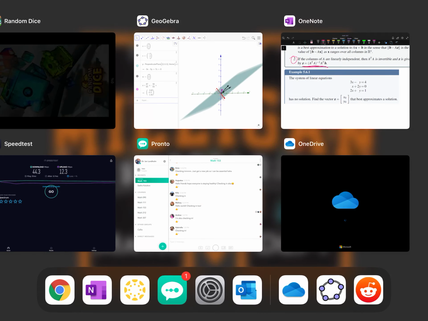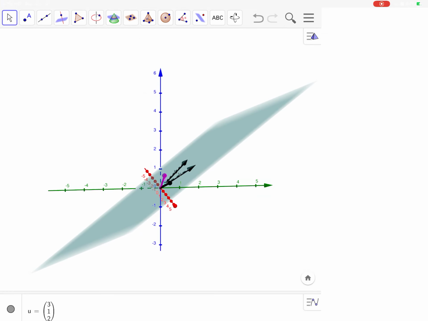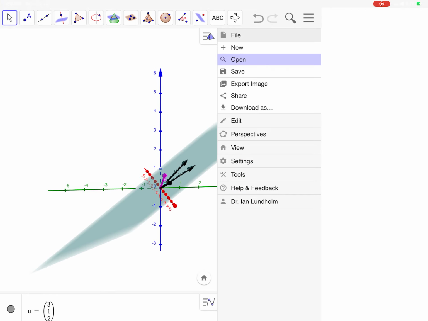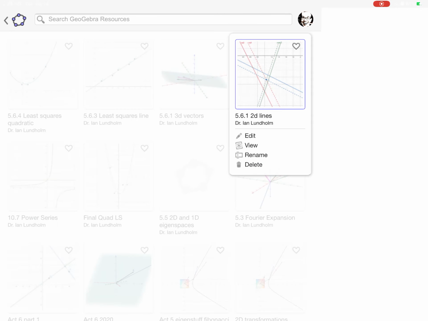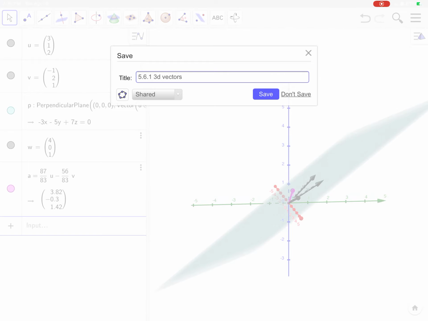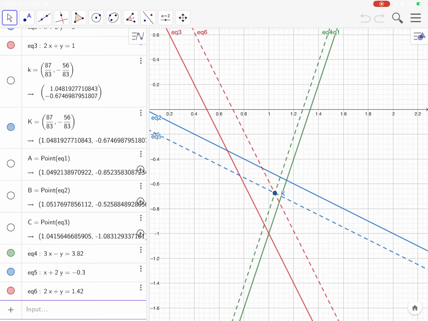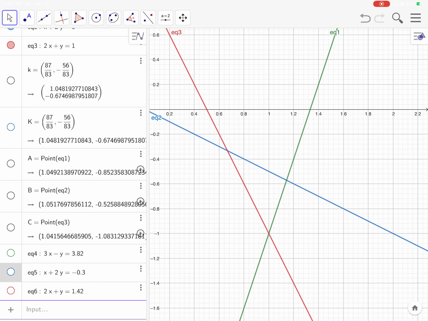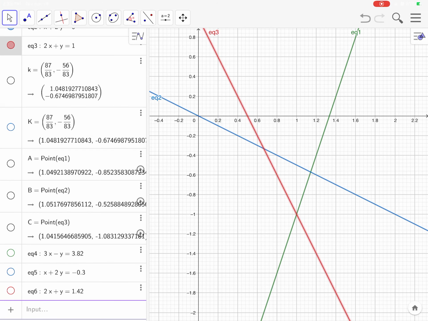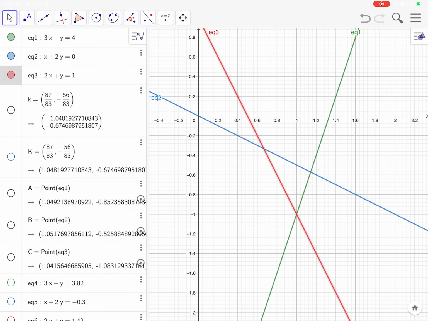So I think I have a picture of this. Let me see if I can open it. Here's the 2D line version. These are our 3 original equations in that problem, and you can see they don't have any one solution.